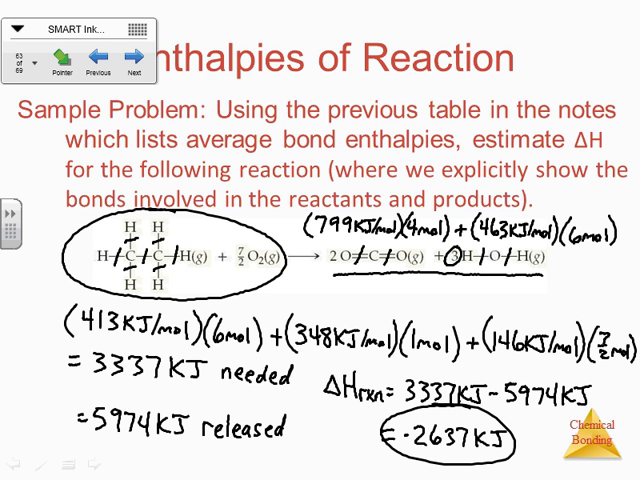Kind of makes sense also because this is a combustion reaction, right? Combustion reactions release a lot of energy. There's fire. There's heat, okay? So that's another way to calculate the delta H of a reaction using those bond enthalpies, okay? So I just wanted to run you through that. I think that's basically what we need to talk about.